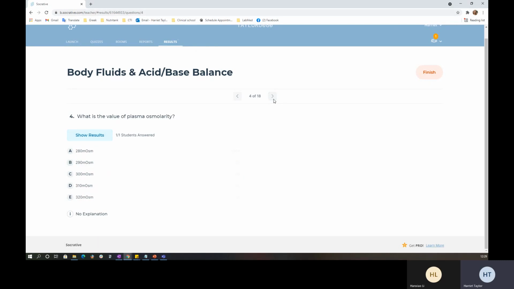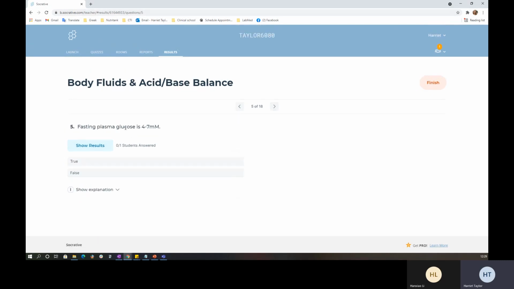Next question. What is fasting plasma glucose? So this question, true or false, 4 to 7 millimolars. Now let's have a look. It's false. So looking at our explanation, it's 4 to 6 millimolars fasting. Let's keep going.